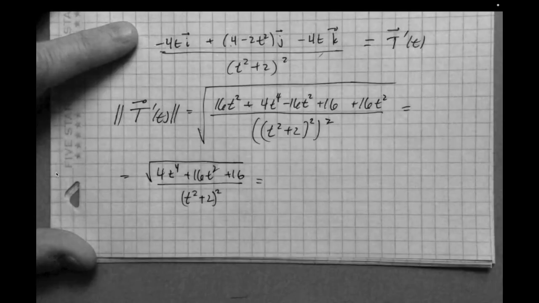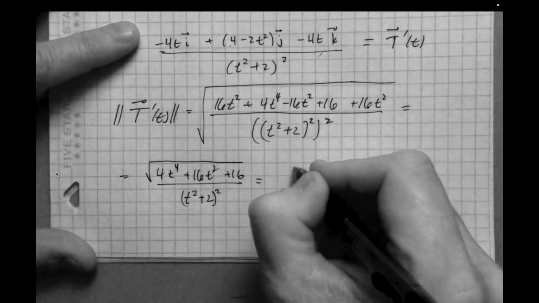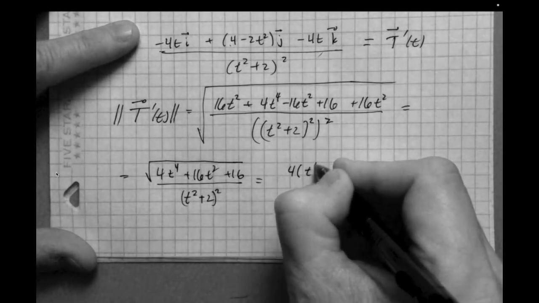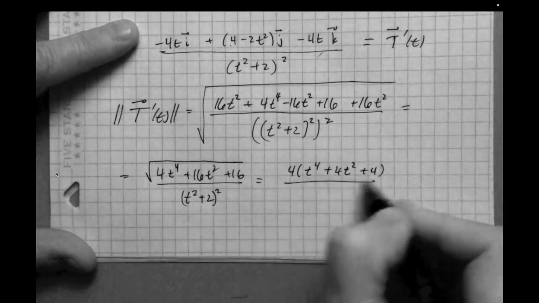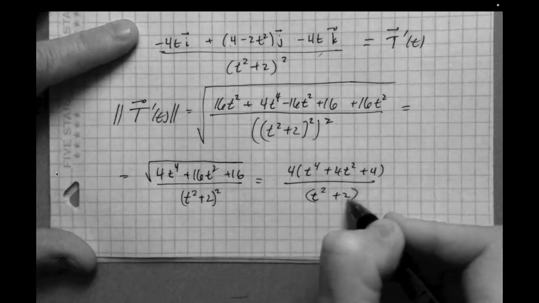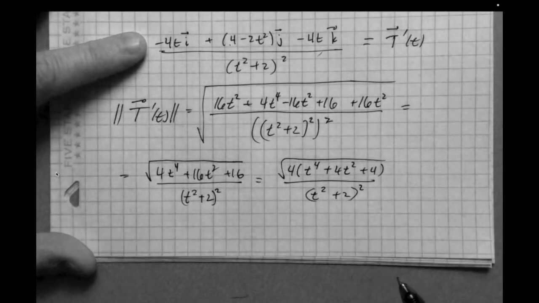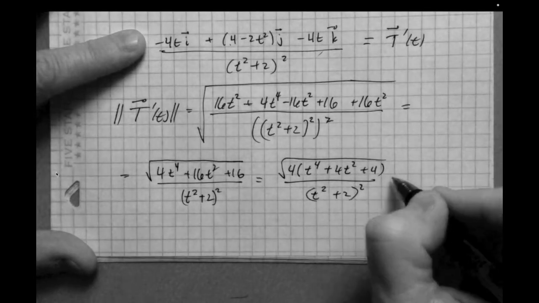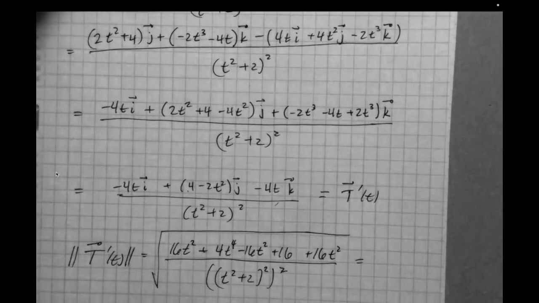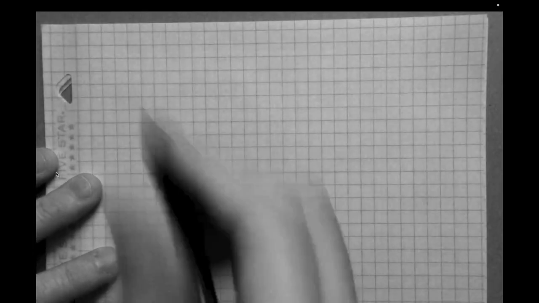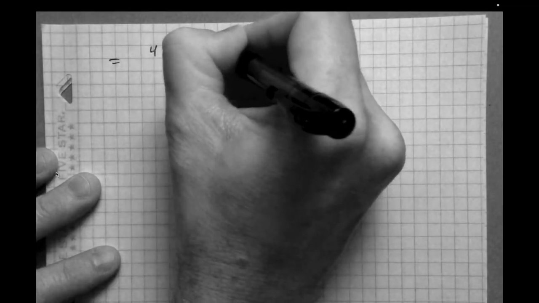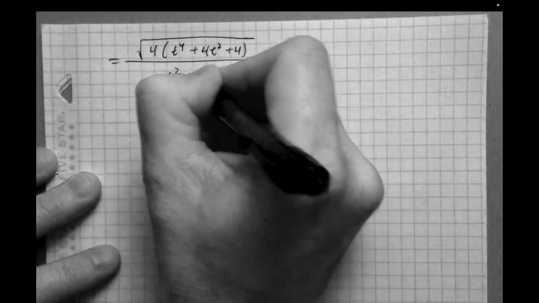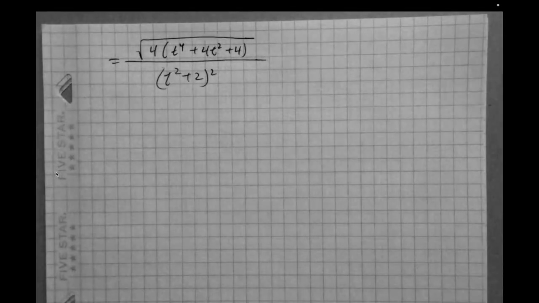And let's see, we can factor a 4 out of here. Let's do that. So I get t to the fourth plus 4t squared plus 4. And that's (t squared plus 2) quantity squared. That's still the square root. And so let's see. Switch pages again. So here's what I have. I've got 4, and then t to the fourth plus 4t squared plus 4, square root, and then all over (t squared plus 2) quantity squared.